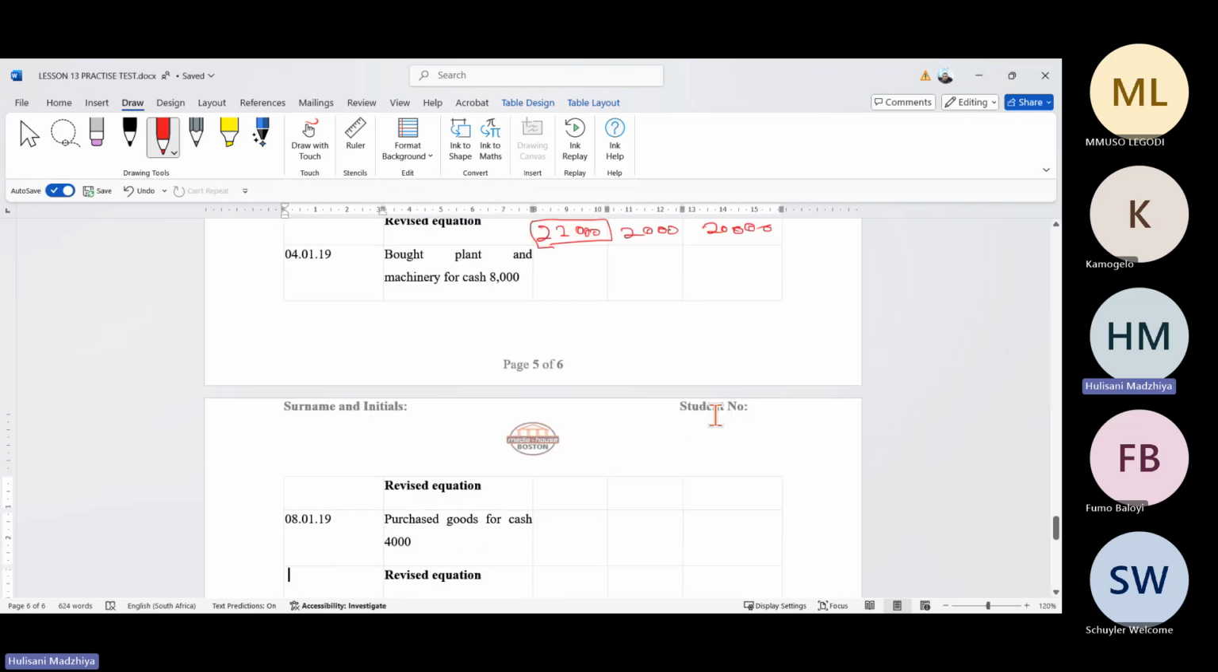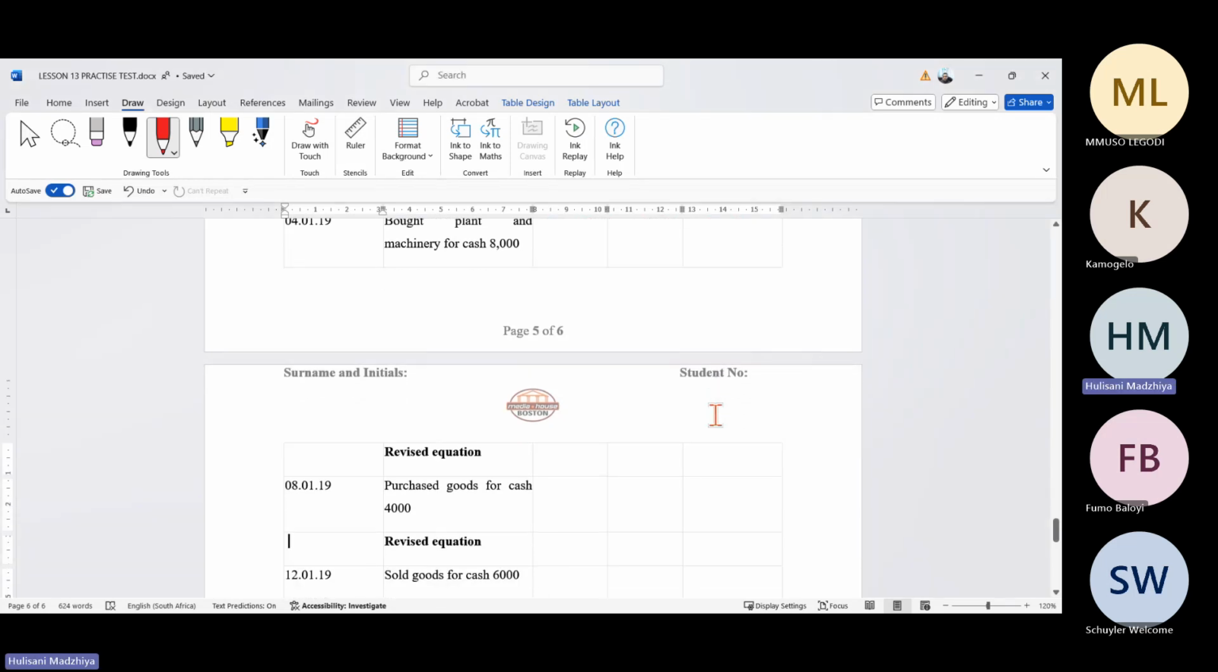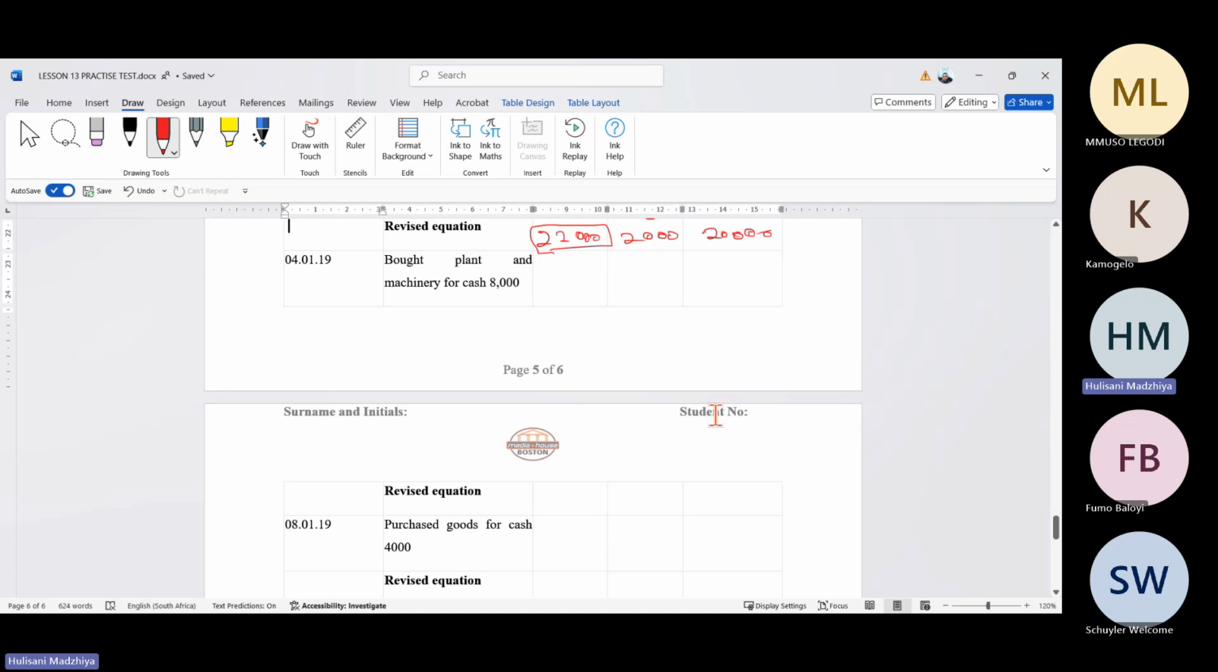This then brings us now to 4.1.19, which represents the date to say that on the 4th of January 2019, we bought plant and machinery for cash worth 8,000. So which two accounts are affected? Okay, let's hear this one. Which two accounts are affected? Bought plant and machinery for cash 8,000. Which account do we debit? Which account do we credit?